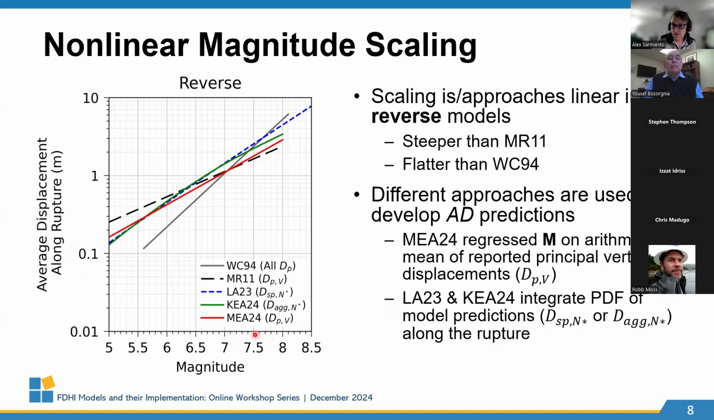The Moss et al. 2024 team uses a regression of magnitude on the mean displacement for a given earthquake, just like the Wells and Coppersmith magnitude scaling relations. But for the LA and KEA models, the average displacement is derived from their location-dependent fault displacement model, essentially by taking the predicted average displacement at every location and then taking the mean of that. So these different approaches to developing the average displacement regressions are one of the big drivers of the differences in the magnitude scaling for reverse events.